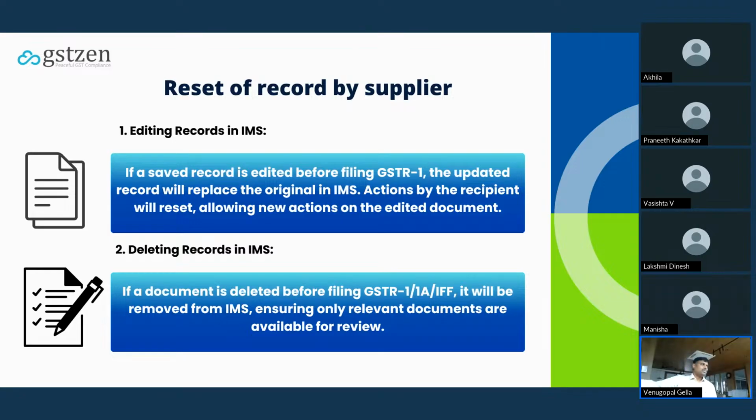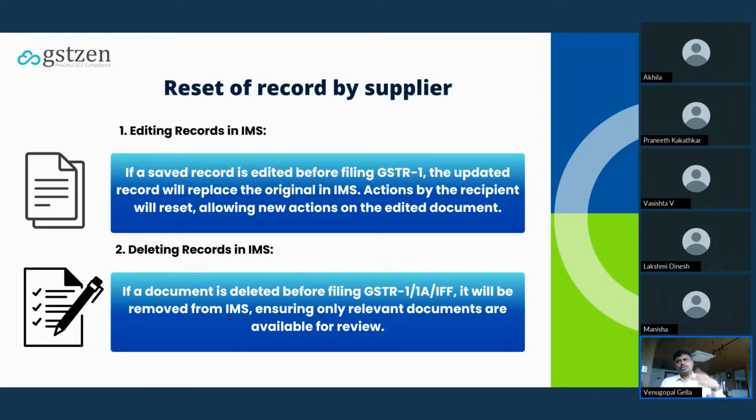Editing of records. This is very important. Let's say you have done your reconciliation of IMS with your books of accounts. You are a recipient, and you have done the reconciliation. I am the supplier, and I made an erroneous invoice. I physically issued you an invoice for 1 lakh, but while entering the data into the portal, I entered it as 10 lakhs.